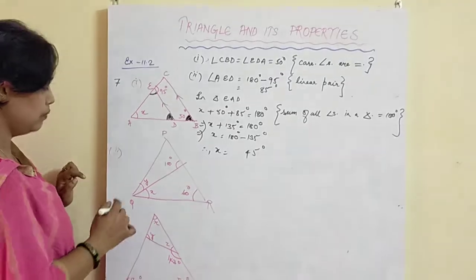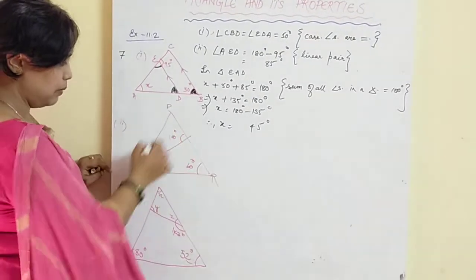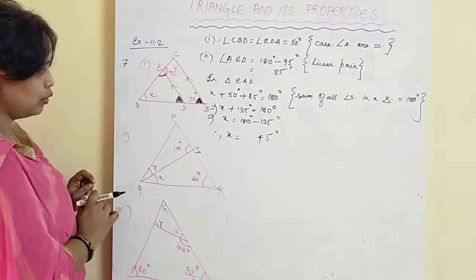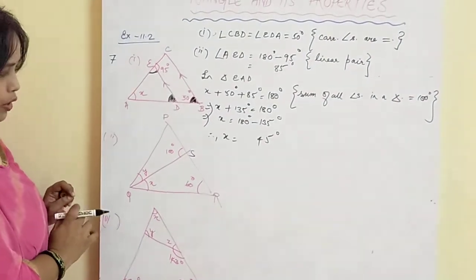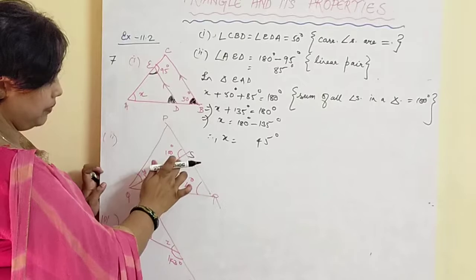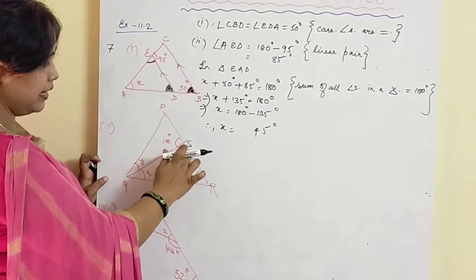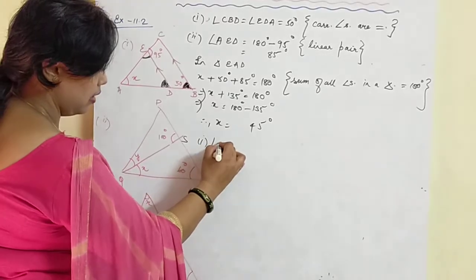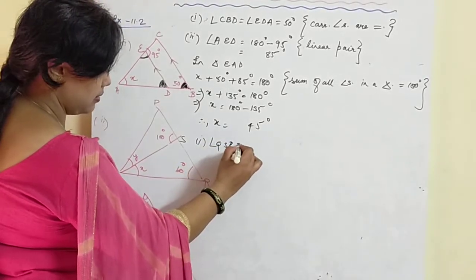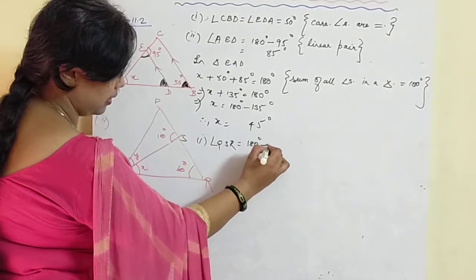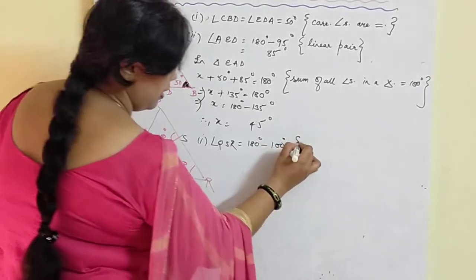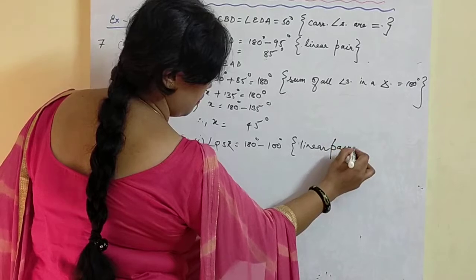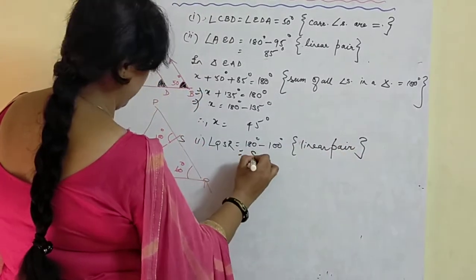Now question number 2. Here also let's name it PQR. I'll name it S, and here we have to find both y as well as x. You can see very well that this particular angle is a linear pair, that is angle QSR. Number 1, angle QSR is equal to 180 degrees minus 100 degrees, linear pair, that is equal to 80 degrees.